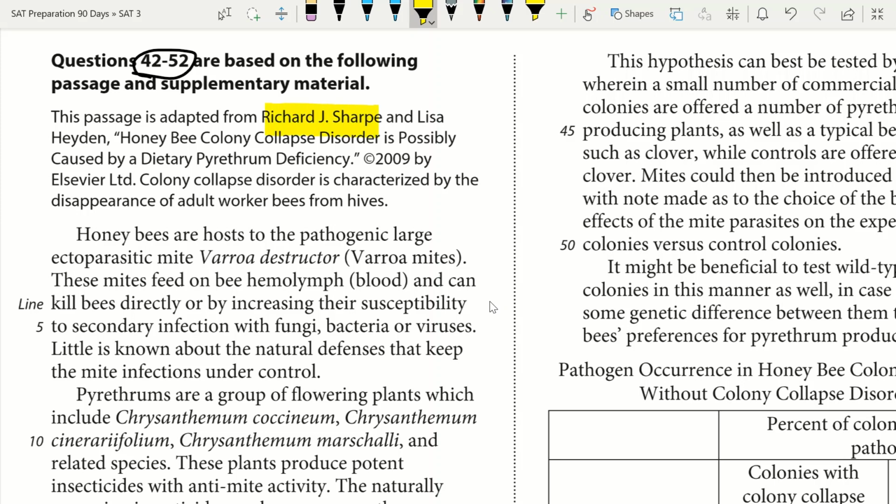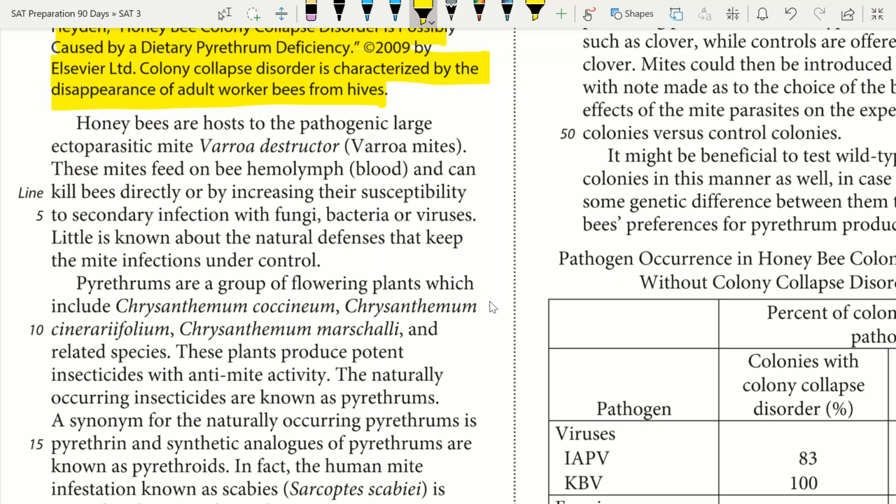So we have this passage is adapted from Richard J. Sharp and Eliza Hayden. Honeybee colony collapse disorder is possibly caused by a dietary pyrethrum deficiency. Copyright 2009 by Elsevier Ltd. Colony collapse disorder is characterized by the disappearance of adult worker bees from hives. Honeybees are host to the pathogenic large ectoparasite mite Varroa destructor. These mites feed on the bee hemolymph, or blood, and can kill bees directly or by increasing susceptibility to secondary infection with fungi, bacteria, or viruses.